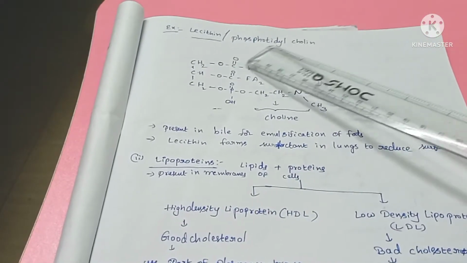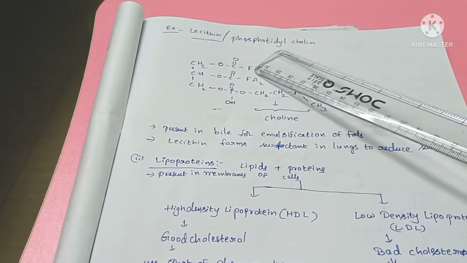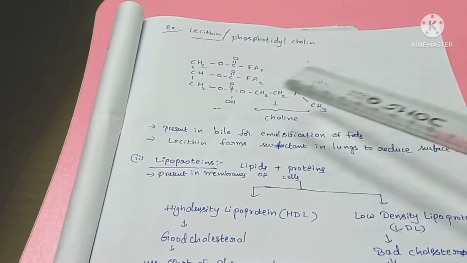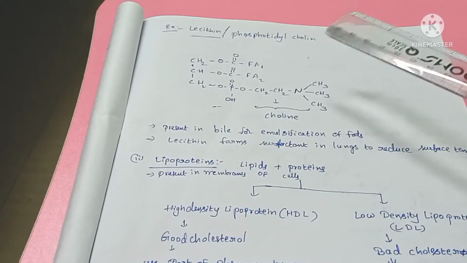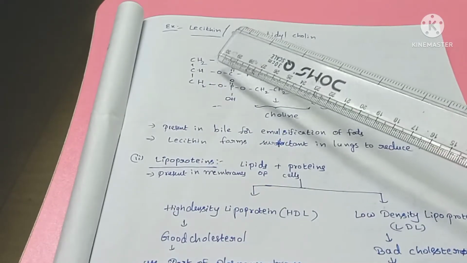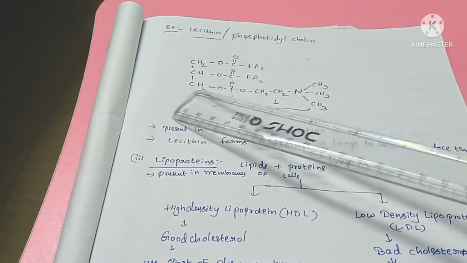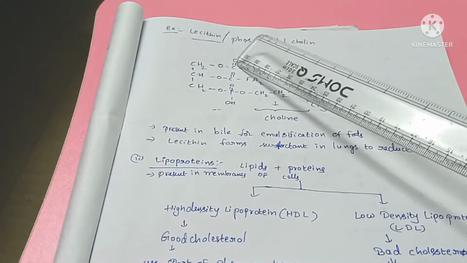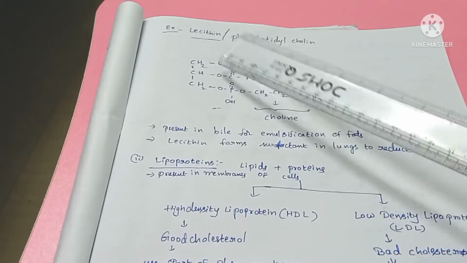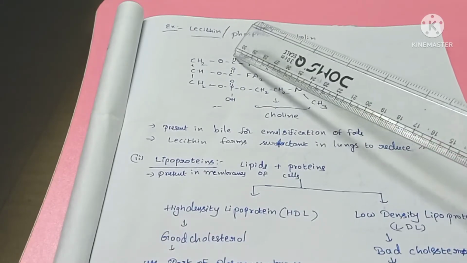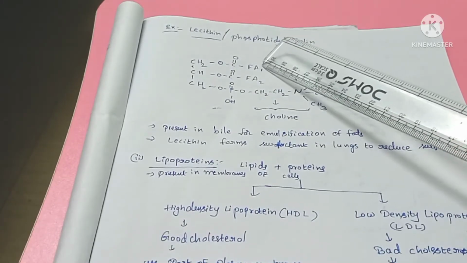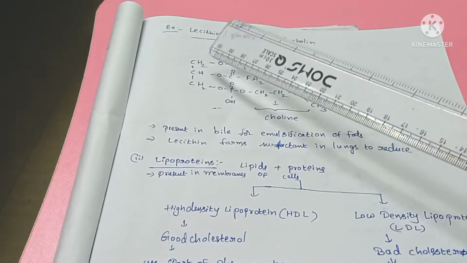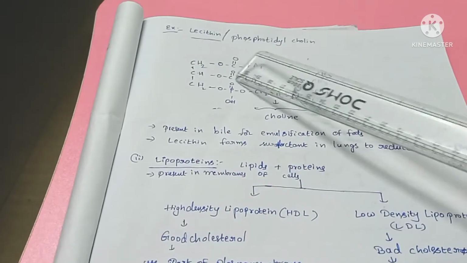What is the example for the phospholipid? Lecithin. What is another name for lecithin? Phosphatidylcholine. If we see the structure of phosphatidylcholine or lecithin, this is the glycerol. It consists of 3 carbons and hydroxyl groups, which form the linkages with the fatty acids. Here is the first hydroxyl group, second hydroxyl group. Fatty acid 1 and fatty acid 2, these 2 fatty acids form the linkages with the first 2 hydroxyl groups.